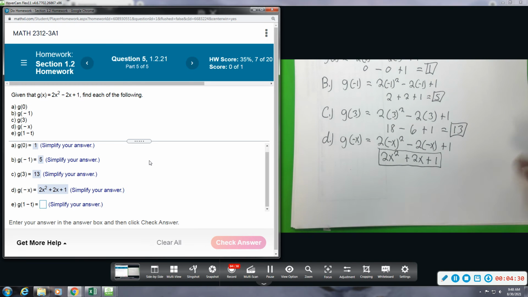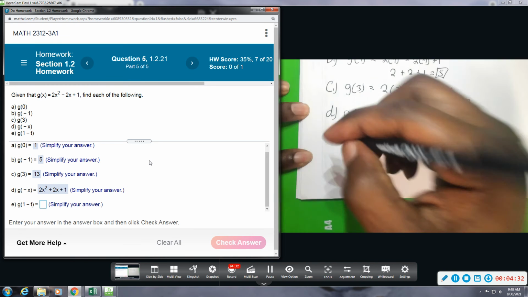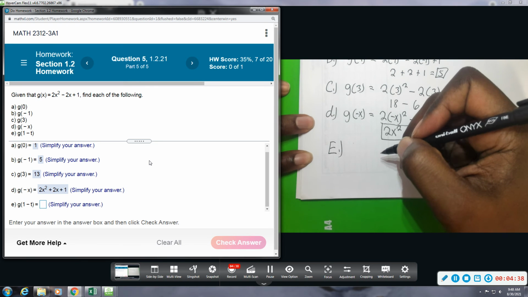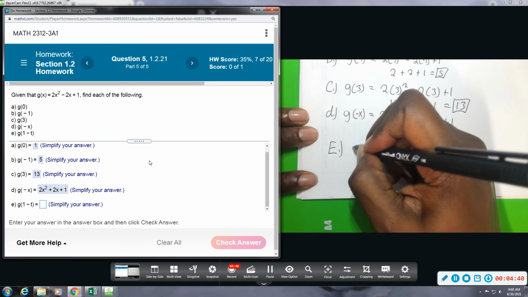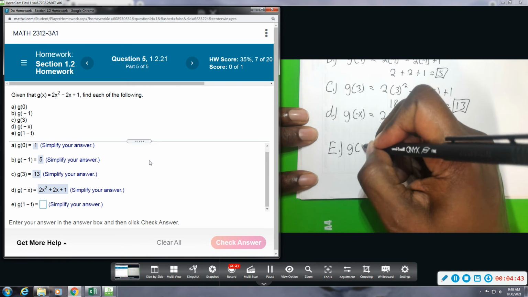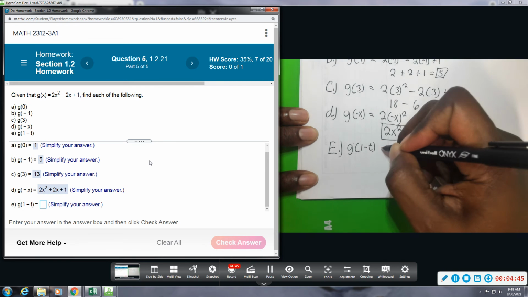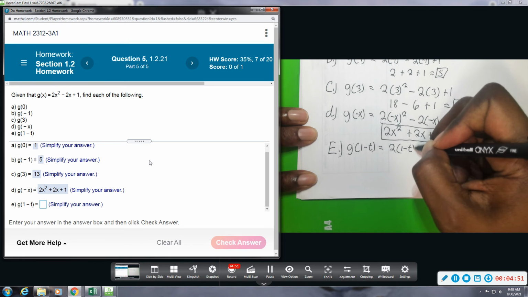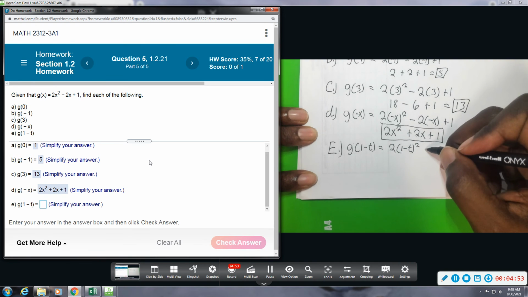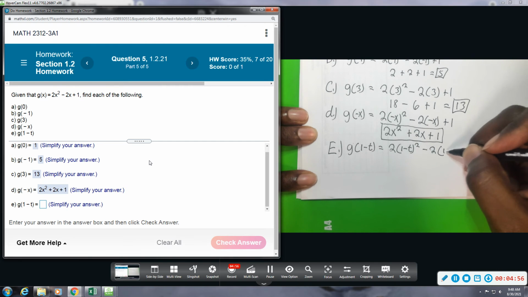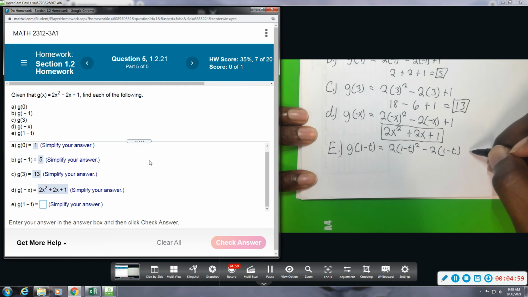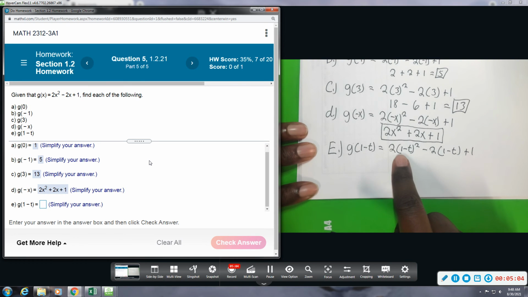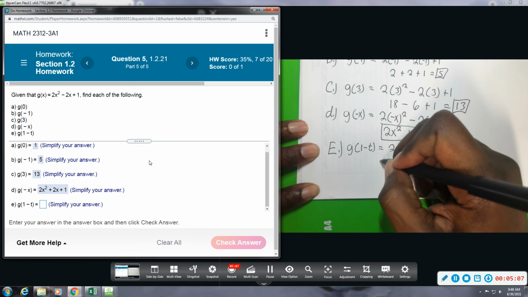All right, and then last part is E. Part E. Here we're going to be plugging in a binomial term, so 1 minus t. So g of 1 minus t. So we have 2, 1 minus t quantity squared minus 2 times 1 minus t, and then plus 1. So we have a binomial. We have to FOIL this out. So I'm going to do that mentally.